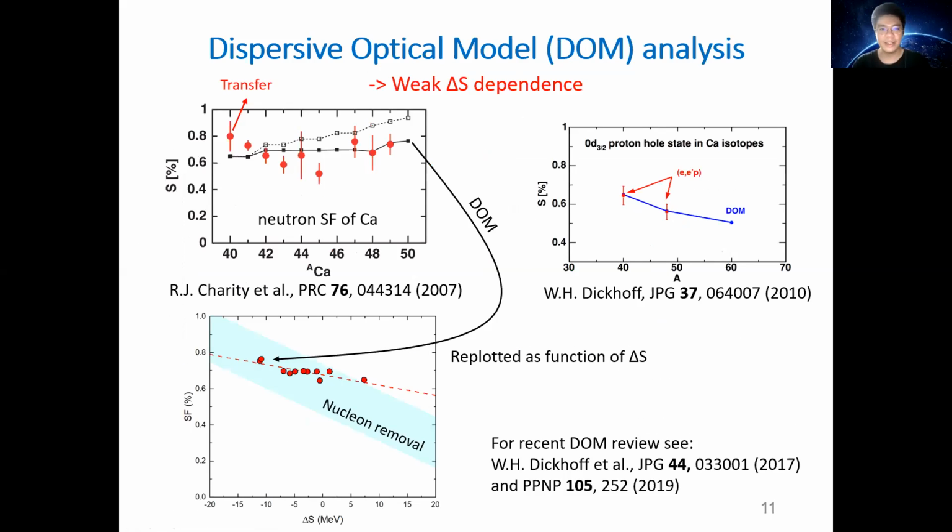Another very interesting line of work is the dispersive optical model analysis, which is very interesting in my opinion. They parameterize the potentials based on the Mahaux-Sartor dispersive relations, and by fitting several observables, they can get some structure information, in this case the spectroscopic factors. And when I replot the data in their work, there is also a slightly weak delta S dependence. So the picture is not very decisive.